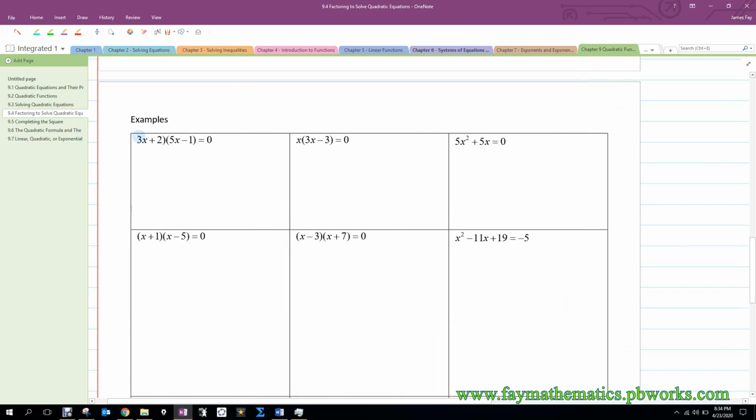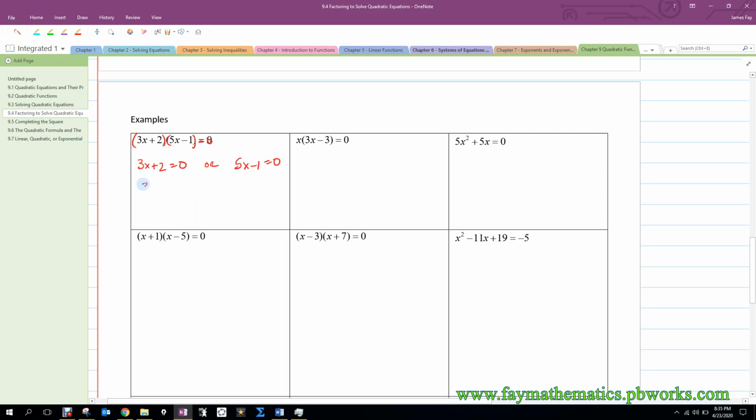Missed a parenthesis here for some reason. But what we've already broken this down from something else. So the first couple in your homework you're going to see this way, and it's just targeting that, well, if I know these two things are being multiplied together and I get 0, then that means 3x plus 2 is equal to 0, or 5x minus 1 is equal to 0. And now I've got these little equations I can solve.